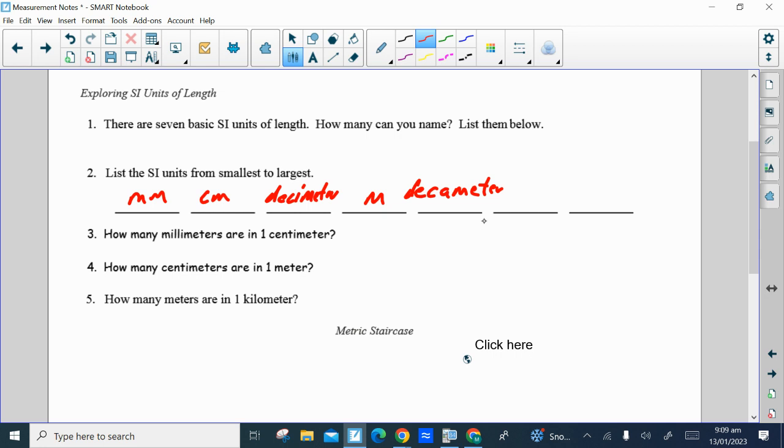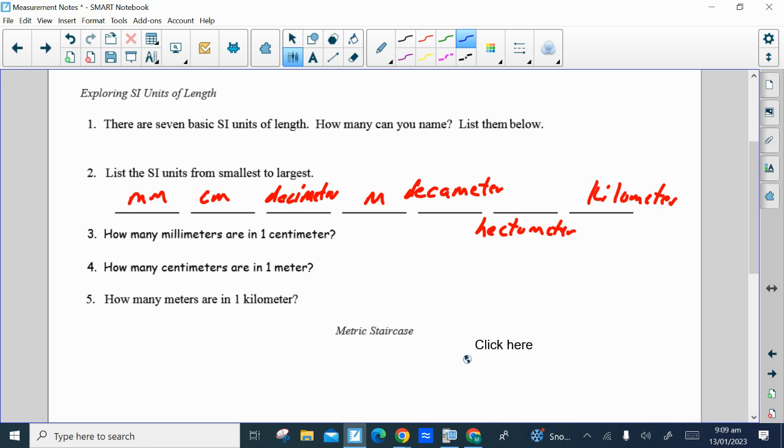And then there's the hectometer, followed by the kilometer. So some of these you're going to be familiar with. You've seen them before. But the decimeter, the decameter, and the hectometer are ones that we don't use very often. It's always millimeters, centimeters, meters, or kilometers.